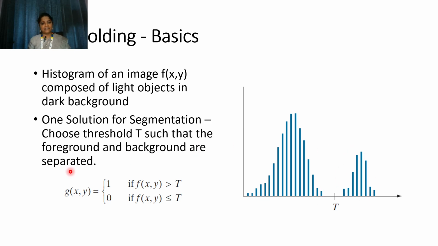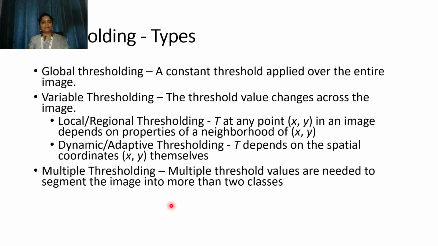This is represented by the equation g of x comma y is equal to 1 if f of x comma y is greater than T, and it is 0 if f of x comma y is less than or equal to T. So this is the concept of thresholding. There are different kinds of thresholding. We're going to see the most important types.